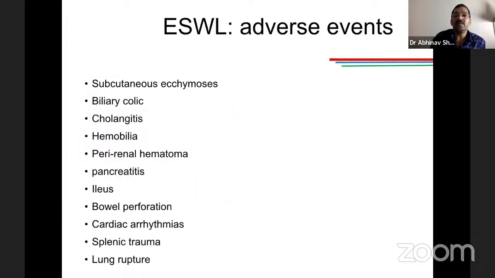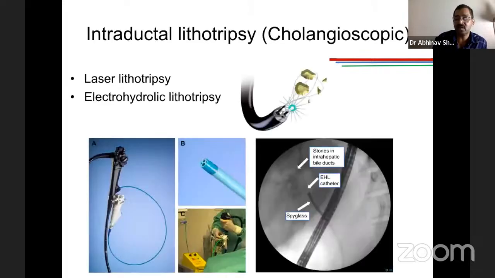Now, ESWL is not free from adverse effects. There are a lot of adverse effects. That is why this technique is not very popular as far as CBD stones are concerned. Subcutaneous ecchymosis, bleeding complications, cholangitis, pancreatitis, sometimes bowel perforation, even lung perforation, splenic trauma, and cardiac arrhythmia. These side effects, when they happen, are very serious. So this is not a very popular method in most centers, barring a few.